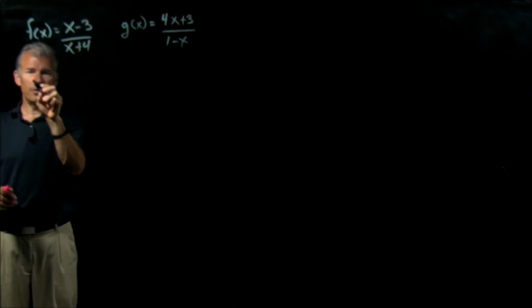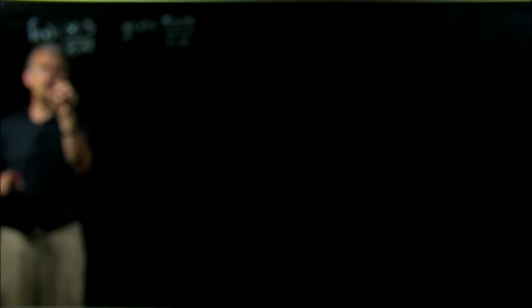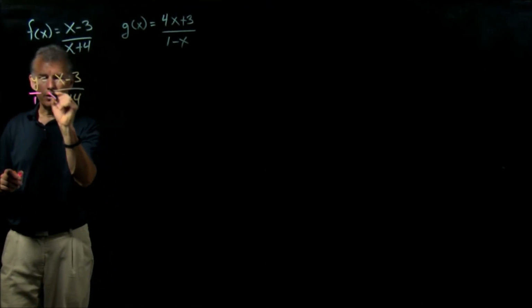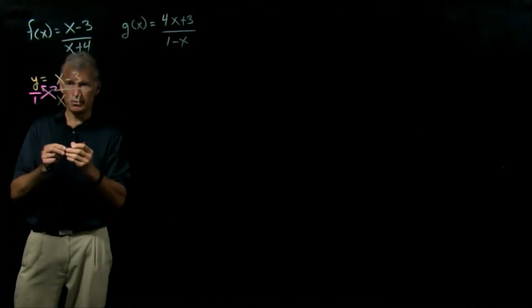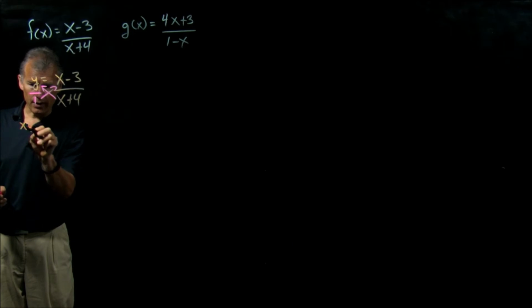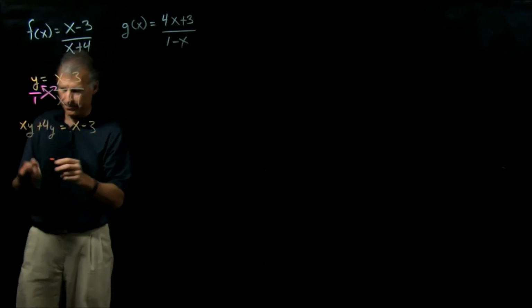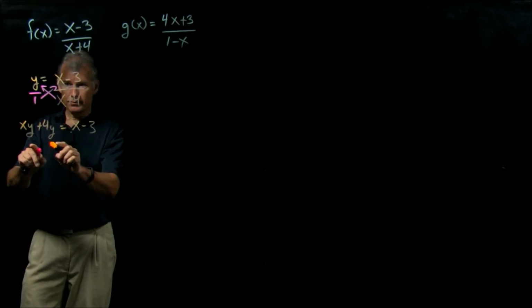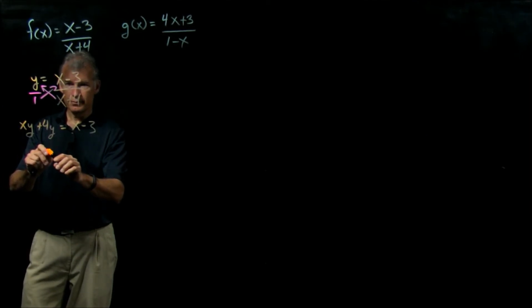I'm going to start off with making this y equals (x minus 3) over (x plus 4). There's a little bit of a trick right here. We can cross multiply here. So I end up with y times x, or xy, and then y times 4, so 4y, equals x minus 3. And now let's do that.